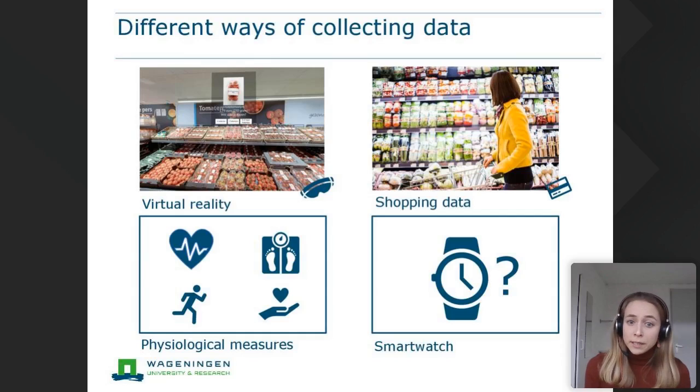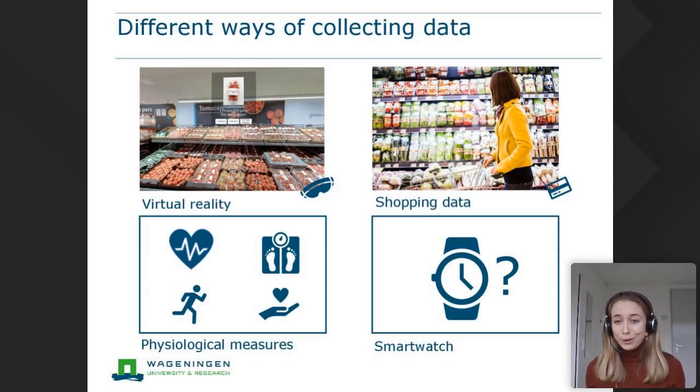Then we also use shopping data, for example, from loyalty cards or supermarket data. So we can have some insight into what consumers actually buy. Then we have physiological measures. So we can measure heart rate, but also BMI, weight, height, activity, etc. So these are the more objective ways of data collection, because you don't ask people.